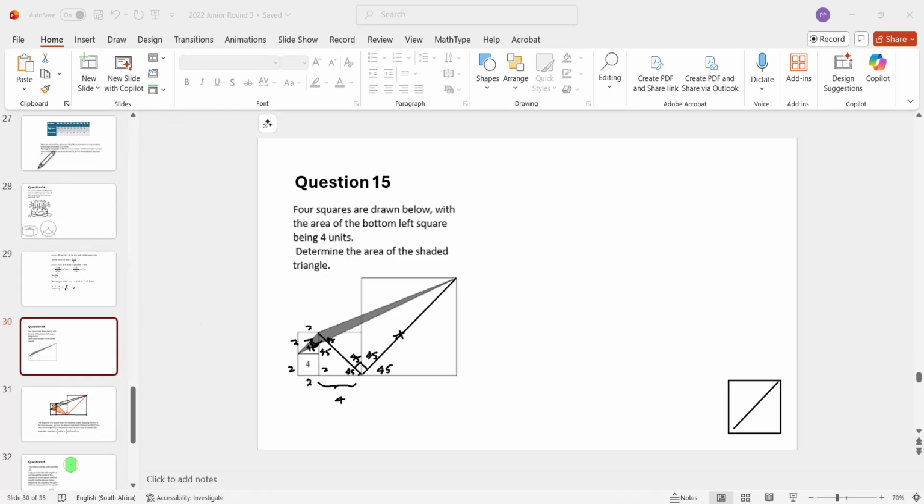Actually, this diagram is too cluttered. Let me clear everything out, and just worry about the main things. We found that this line here is parallel, that's what I've just shown, to this one.